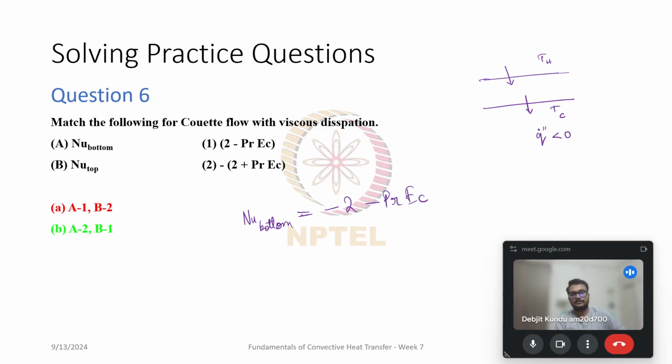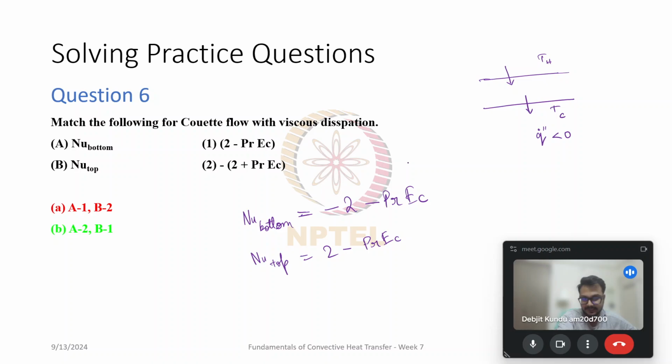Whereas for this one, the Nusselt number at the top is equal to 2 minus Prandtl number into Eckert number. So at Brinkman number exactly equal to 2, it would become 0. We saw earlier that the temperature gradient becomes 0, and then as it increases, it will become negative, as we saw earlier that the fluid becomes hotter due to viscous dissipation, and even the top wall receives heat from the flow.